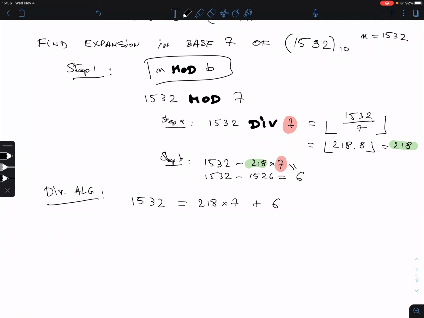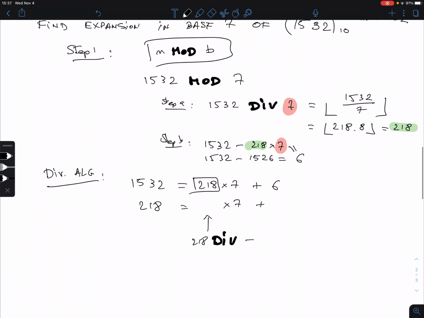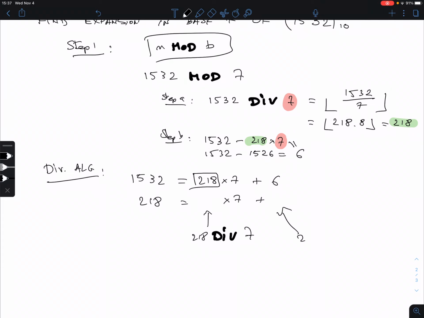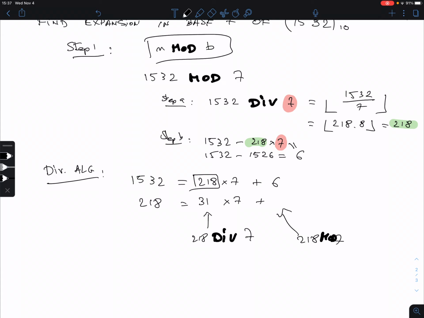But it's good to write this down because the next step we do is, so it is a loop, we take this new 218 and do exactly the same thing. So we're going to divide 218 by 7, and calculate the remainder. Here, of course, this will be 218 div 7, and this number that we're going to plug in is 218 mod 7. Okay, so again, let's do this. 218 divided by 7, that is 31.1, so it is 31.